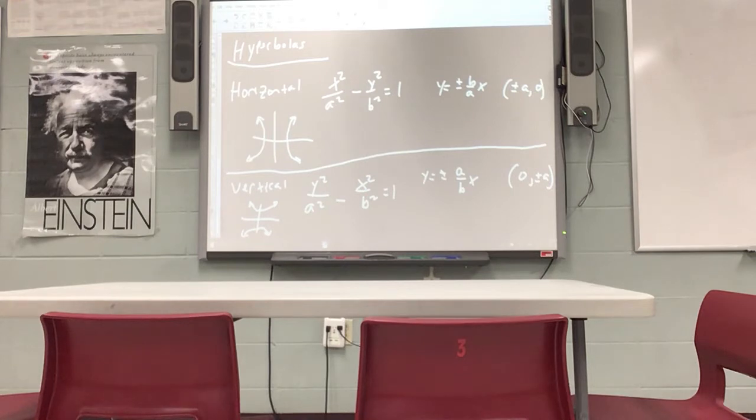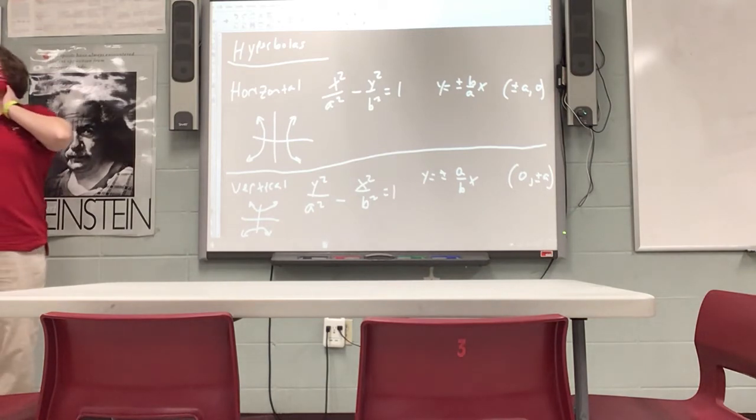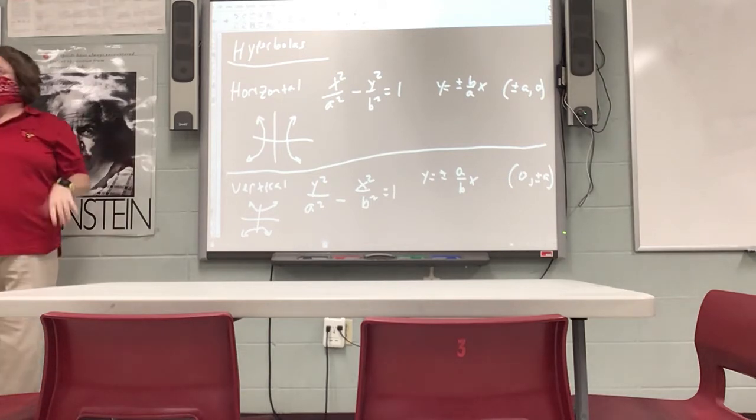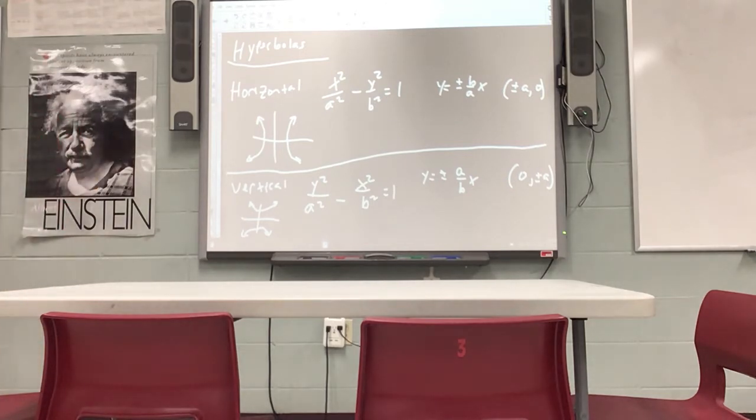A hyperbola is going to have two curves in it. We're going to be talking a lot about asymptotes. Do we remember what an asymptote is? Isn't it a line that the hyperbola approaches but doesn't touch? Correct. You approach it but never touch it. Awesome.